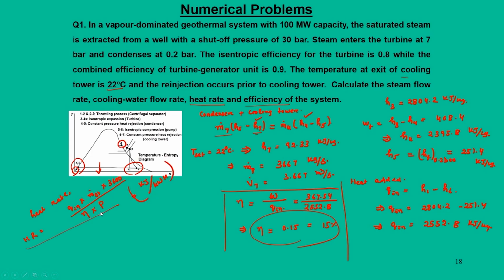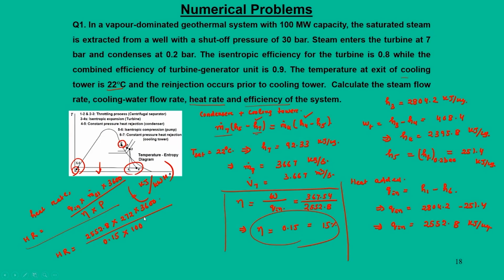So, we already have the data. What is Q in? 2552.8. Steam flow rate is 272 kg per second. So, that is why we multiplied by 3600 to bring it to kg per hour. Then efficiency is already calculated, 0.15, into power is 100 megawatt.